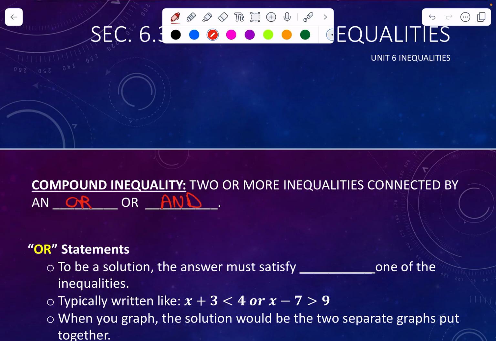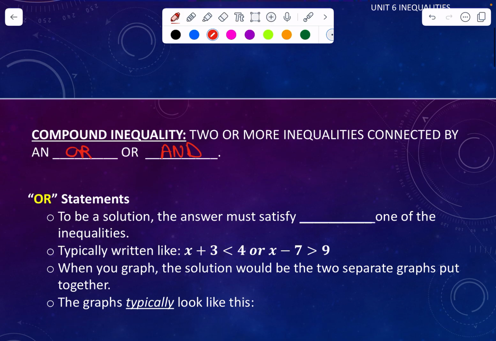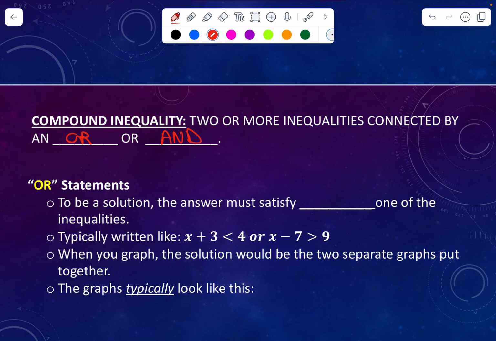Okay, so we're going to start off with the or statements. The or statements, in order to be a solution to the inequality, the answer must satisfy either one of the inequalities. Doesn't matter which one, it has to satisfy one of them. Typically an or statement is written like this: x plus 3 is less than 4, or x minus 7 is greater than 9.